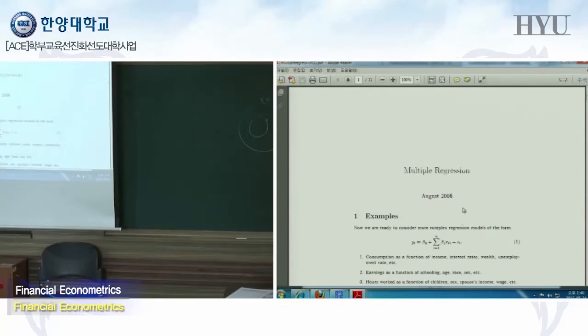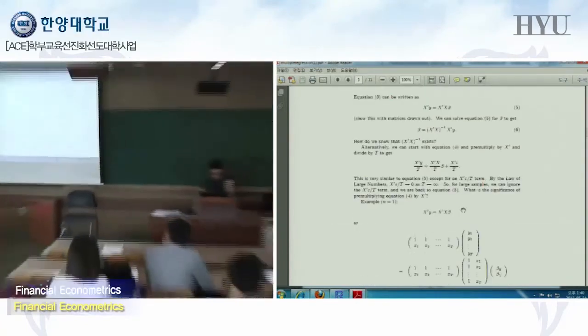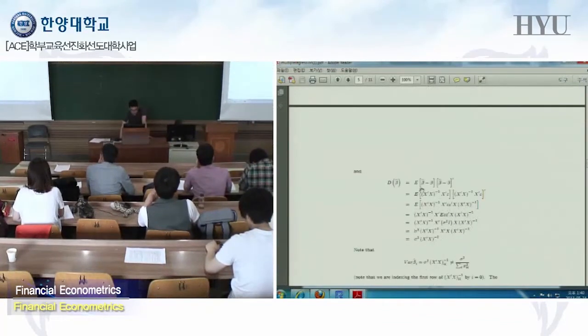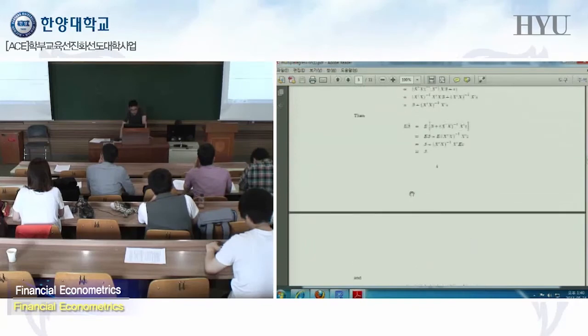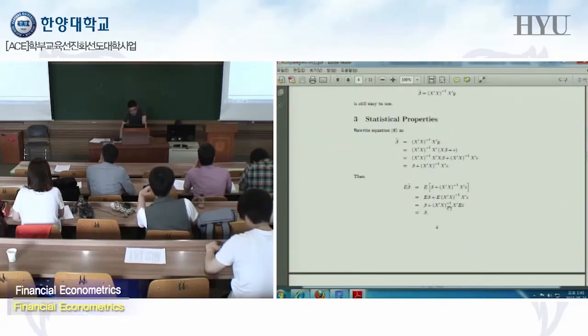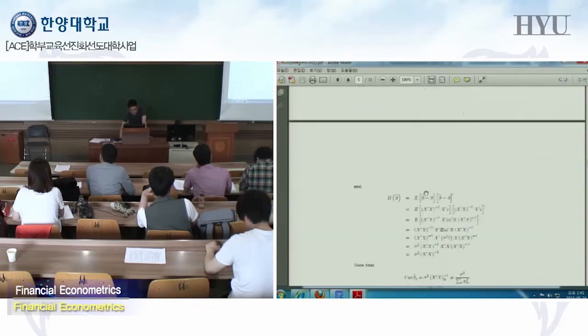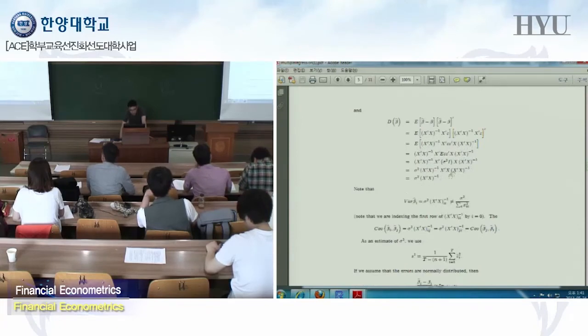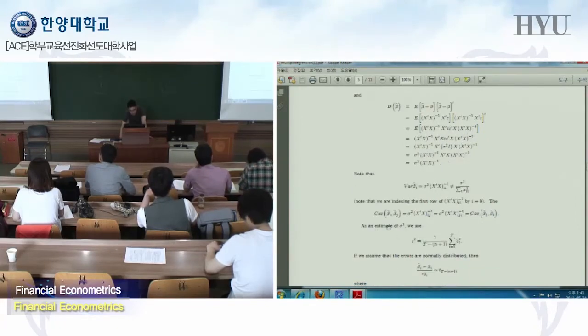In our multiple regression, the statistical property: beta hat is (X prime X) inverse X prime Y, the expectation of beta hat, as you know, is beta, and the variance-covariance of beta hat is sigma squared (X prime X) inverse. But the problem is that we don't know sigma, so as an estimate of sigma we use this one instead.